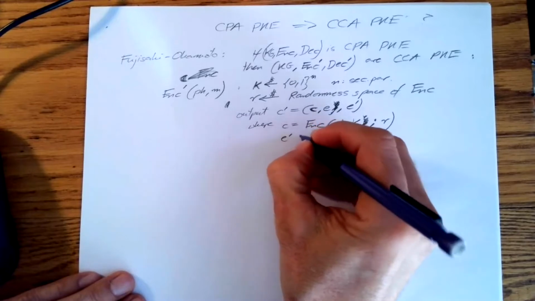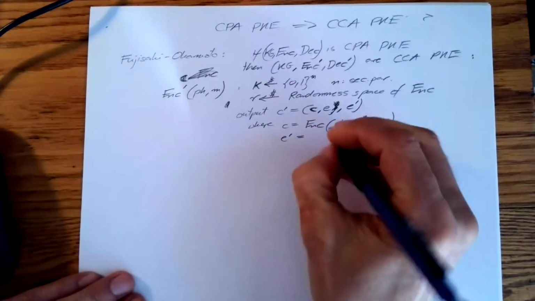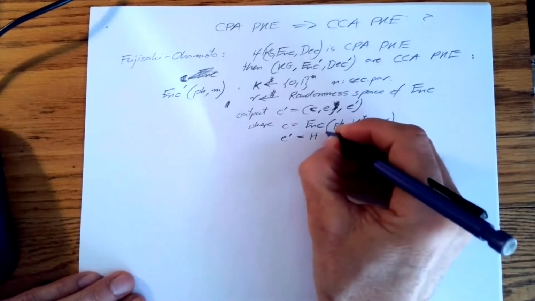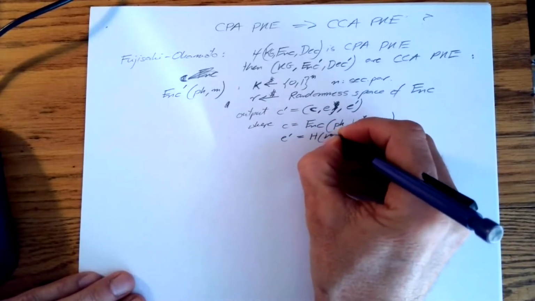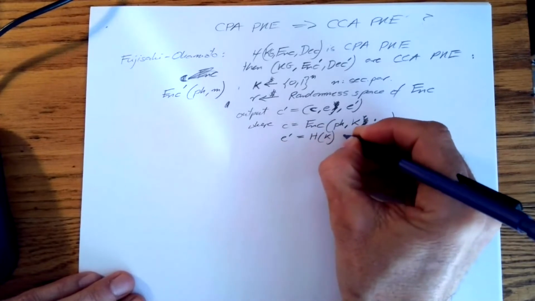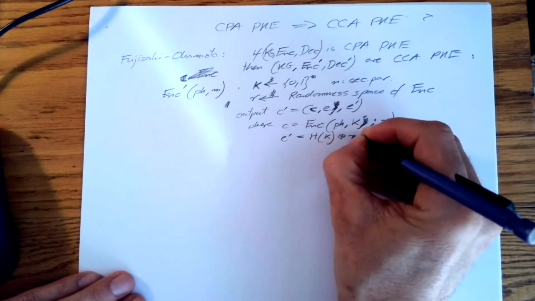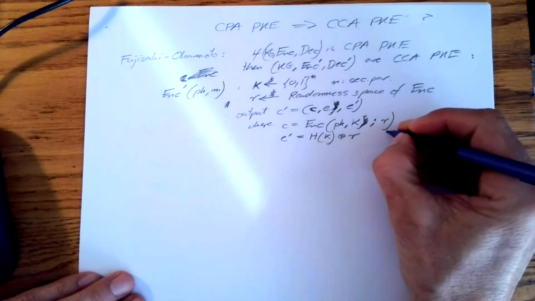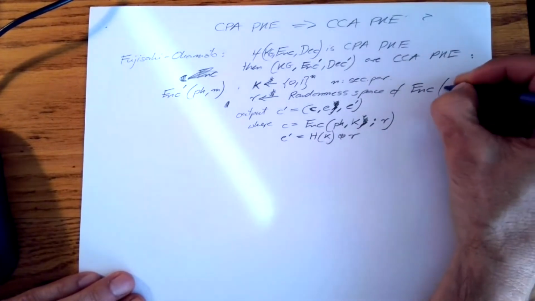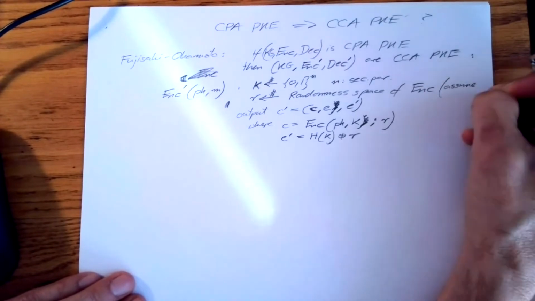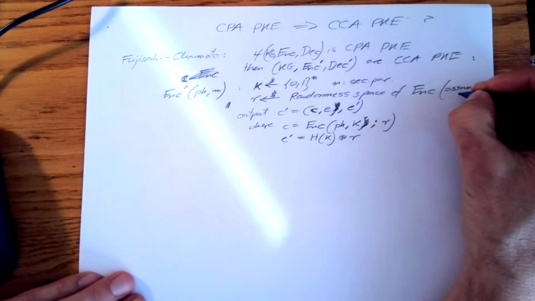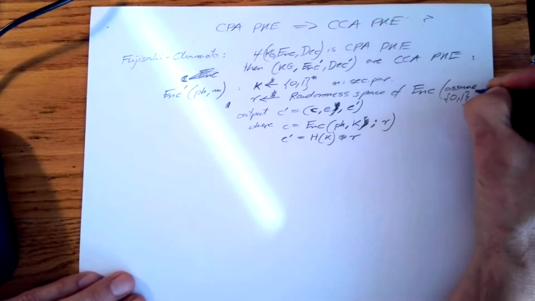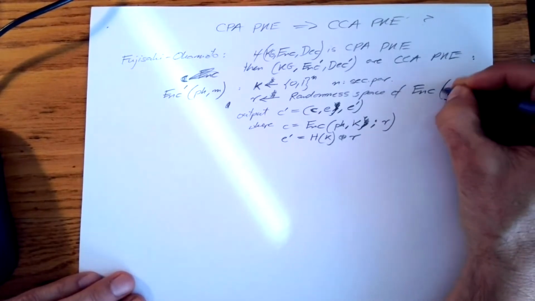E prime is the hash of the key XORed with the randomness. So here, assume for simplicity that the space of randomness is n-bit strings.